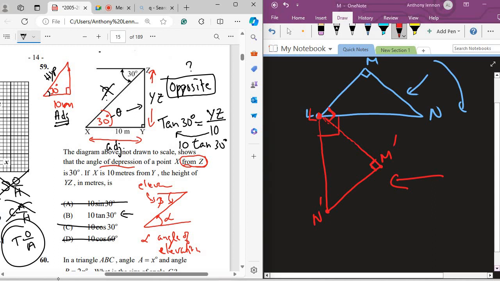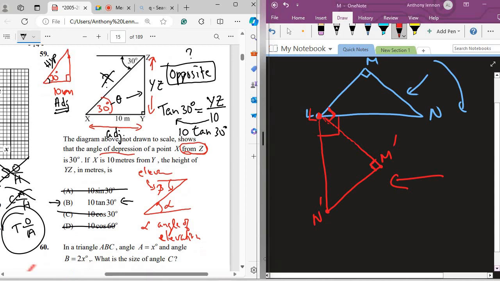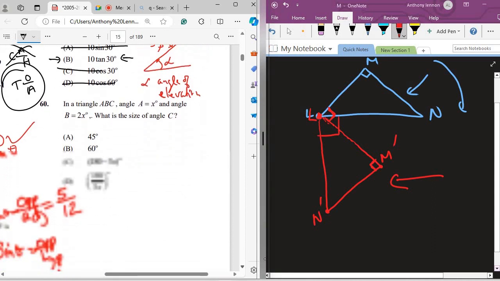So YZ will be isolated. YZ will be equal to tan 30 times 10, or 10 times tan 30. And we can clearly see that B is the answer. But remember, we found the answer a long time ago, right? Once we understand the setup, we just eliminated sine and cosine everywhere, because sine and cosine use the hypotenuse, which we're not looking at.